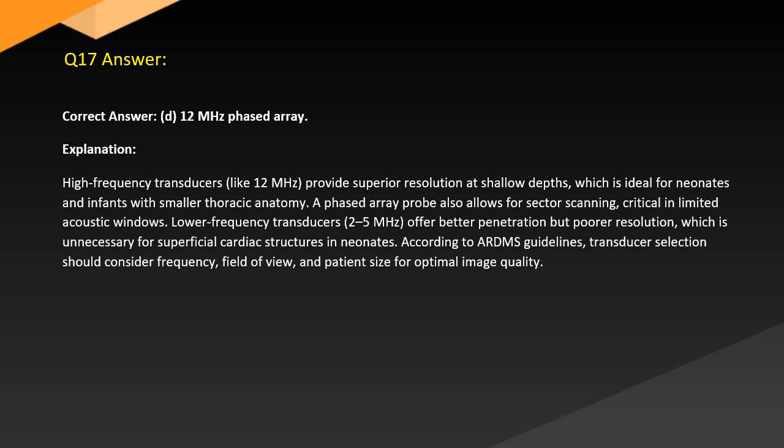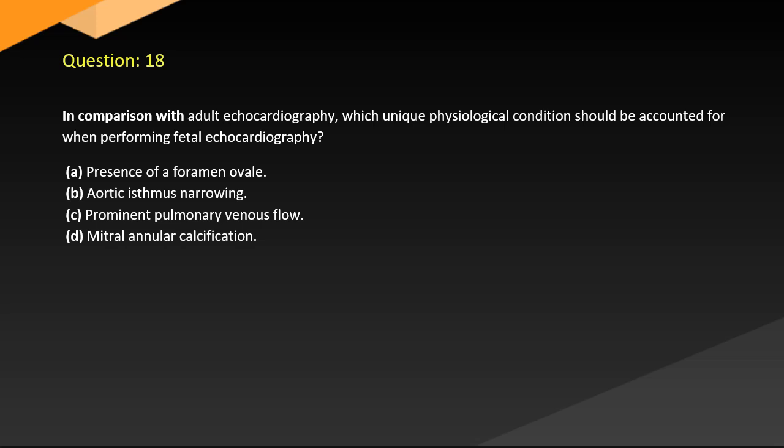According to ARDMS guidelines, transducer selection should consider frequency, field of view, and patient size for optimal image quality. Question 18. In comparison with adult echocardiography, which unique physiological conditions should be accounted for when performing fetal echocardiography? A. Presence of a foramen ovale. B. Aortic isthmus narrowing. C. Prominent pulmonary venous flow. D. Mitral annular calcification.